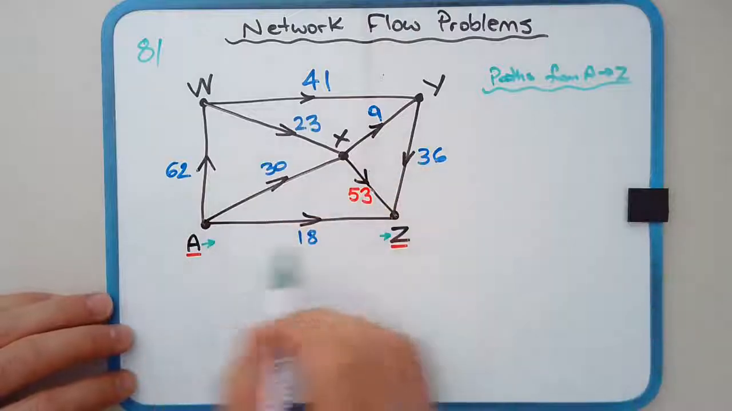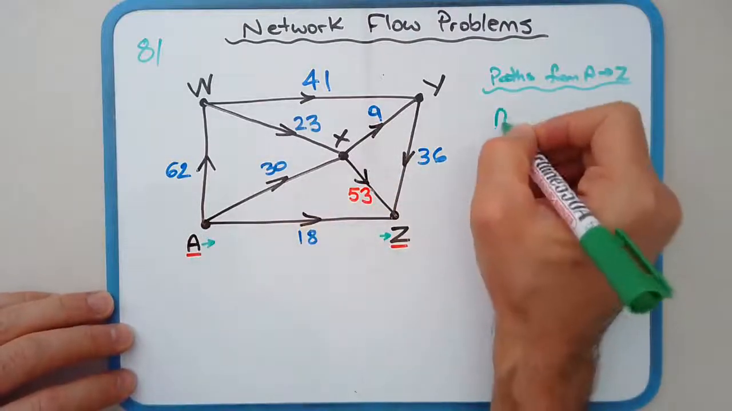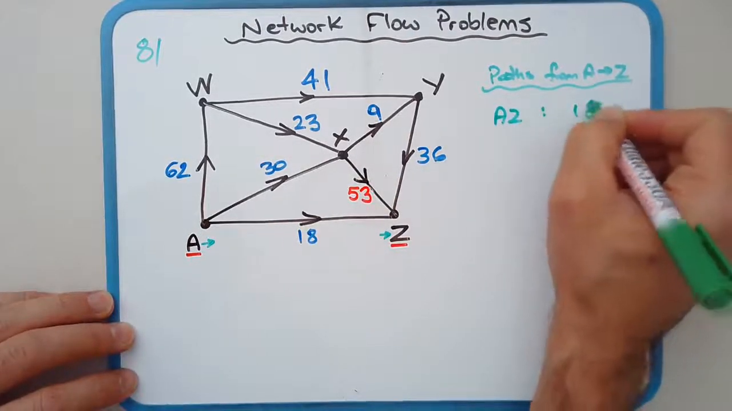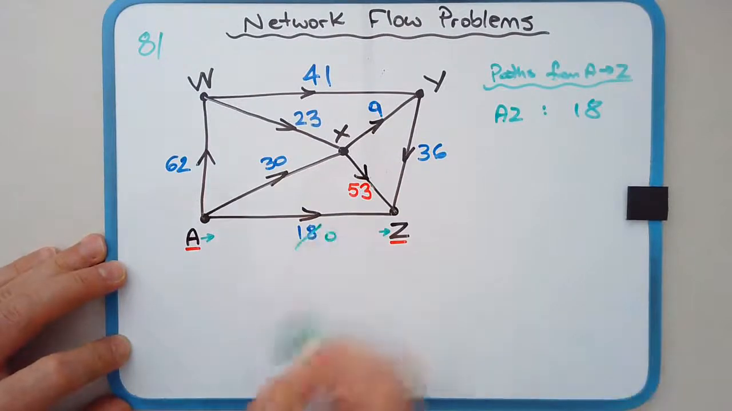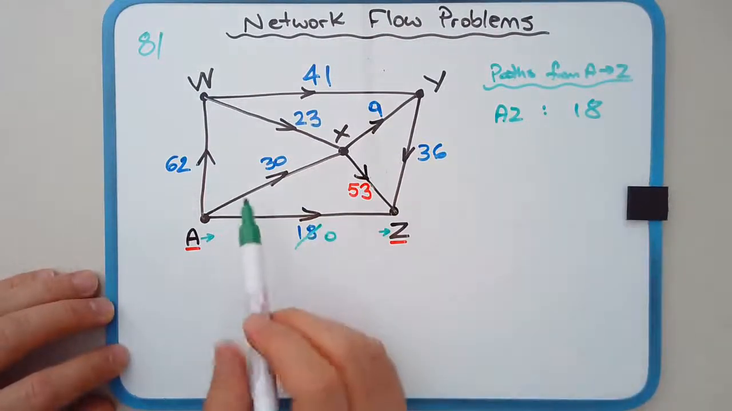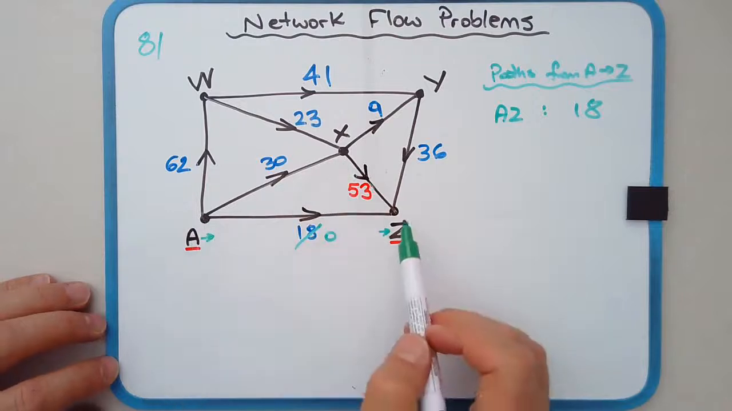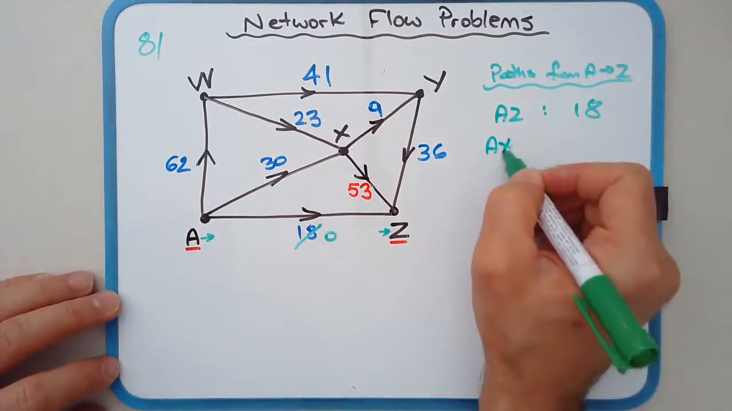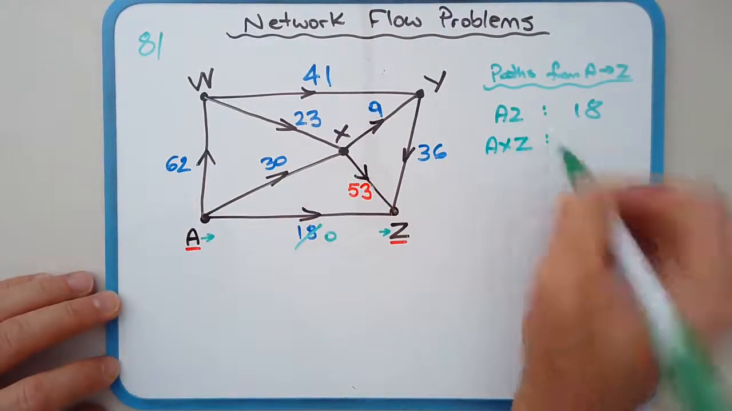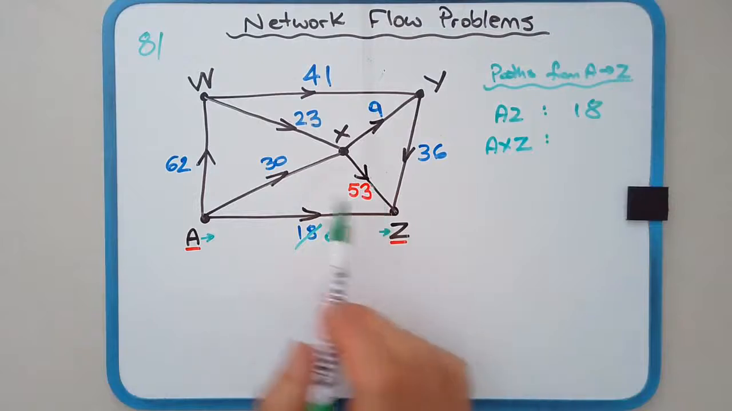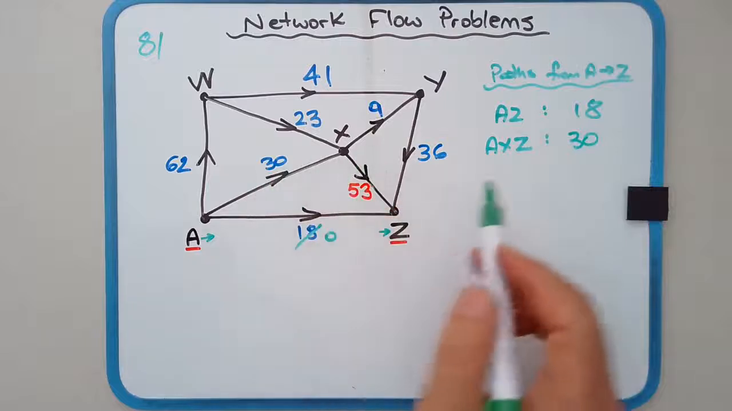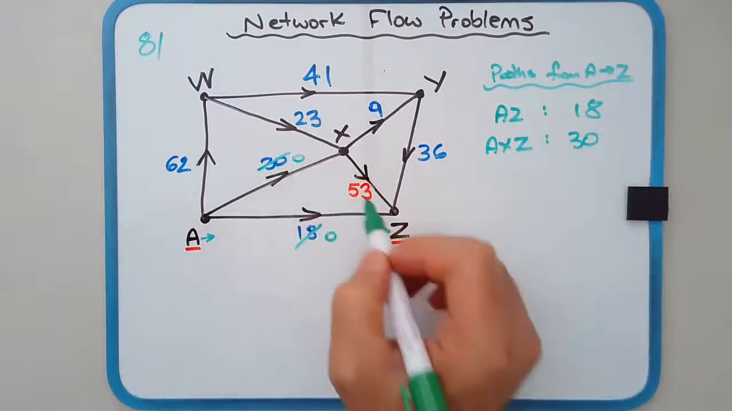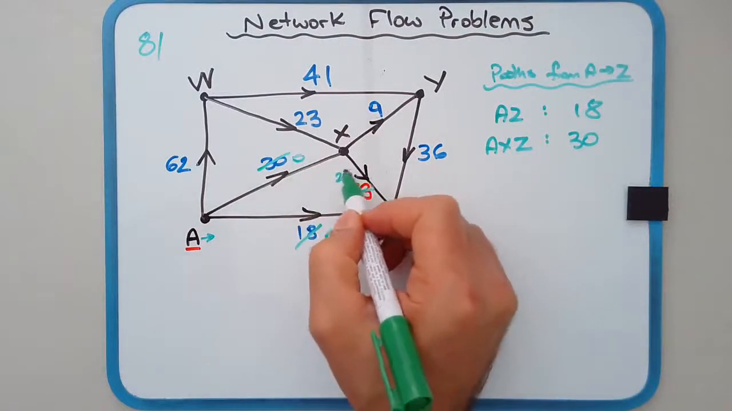So let's compare our new network with the old. Let's have a look at the paths from A to Z. We have path AZ, which is 18, of course. So that hasn't changed. We're going to subtract 18 from that. Now we've got AXZ. AXZ can flow, in fact, a full 30. So we're going to subtract 30 from everything now. So that becomes 0, and that becomes 23.